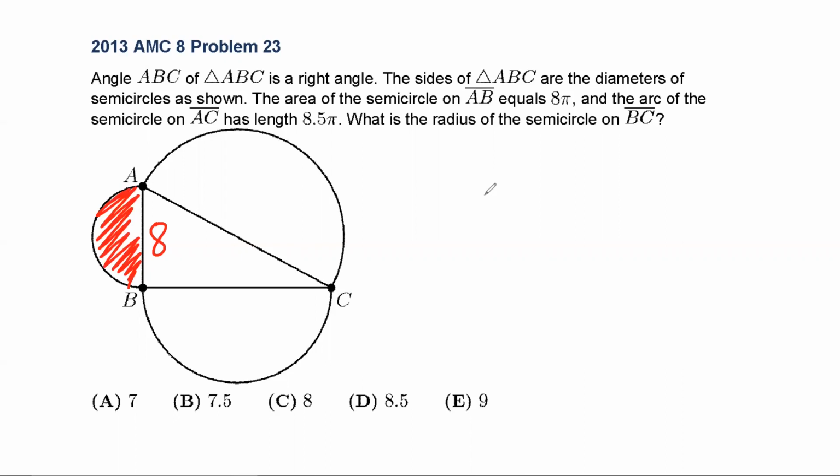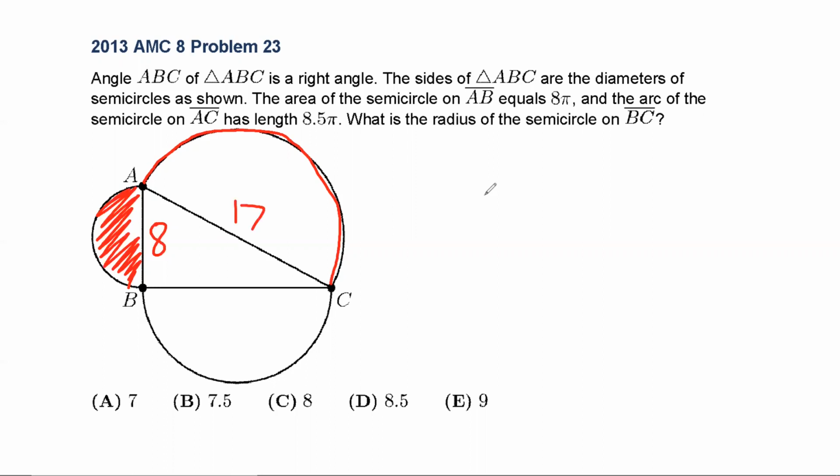Okay, so next they tell us the arc of the semicircle on AC, which is this length, has length 8.5 pi, which means that the whole entire circle would have a circumference of that times 2, which is 17 pi. Since the circumference of a circle is pi times the diameter, the diameter of this semicircle must be 17. So this here is 17.